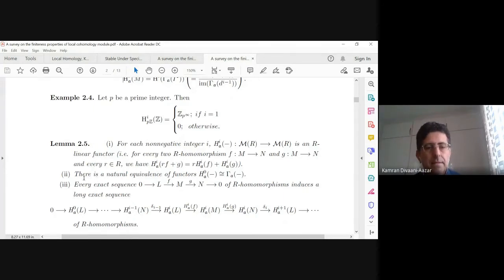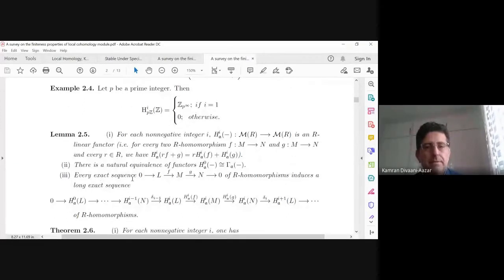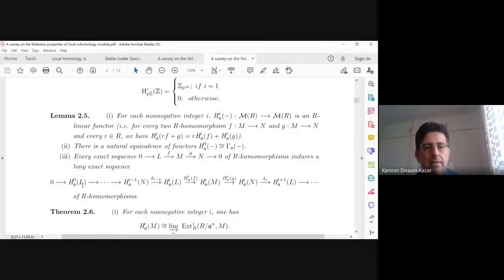And the second says that there is a natural equivalence of functors. The zeroth local cohomology is the same as gamma A. This is because it is a general fact in homological algebra that if you have a left exact functor, then its zeroth right derived functor is the same as the original functor. The third says that if 0, L, M, N, 0 is an exact sequence of R-homomorphisms, then we will have this long exact sequence of local cohomologies.